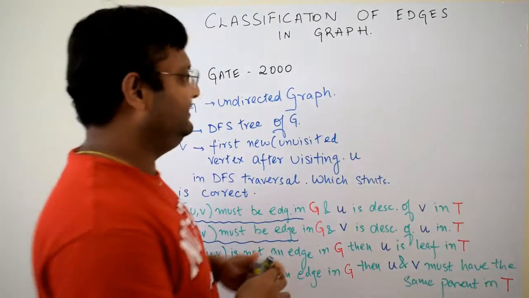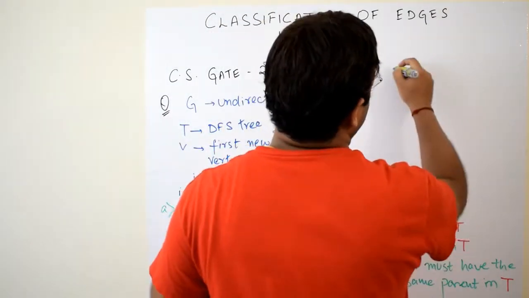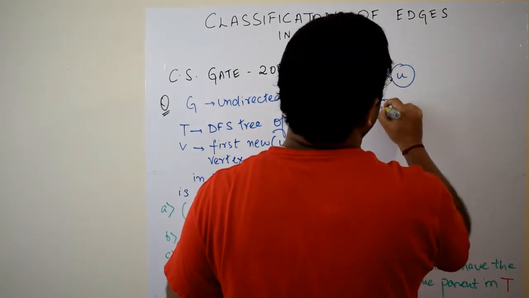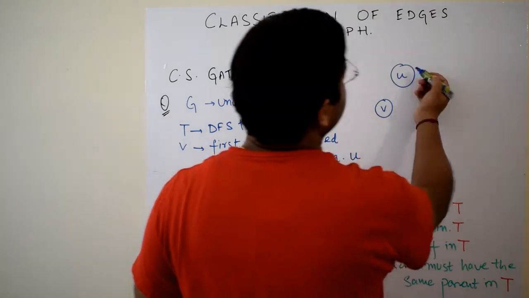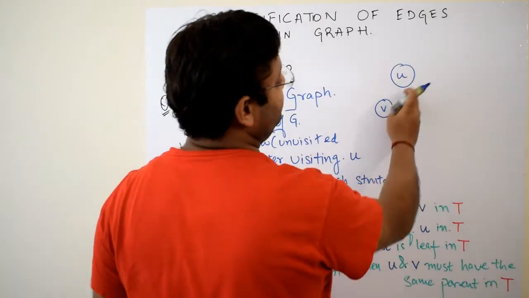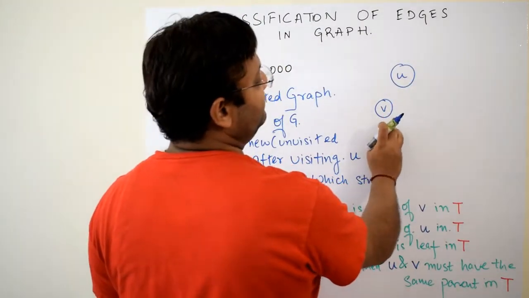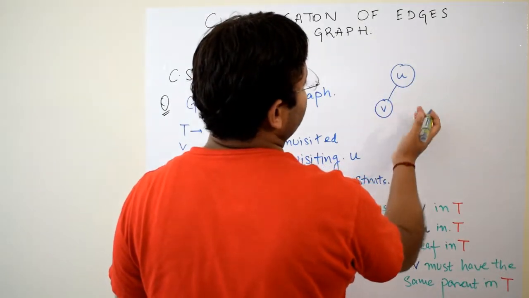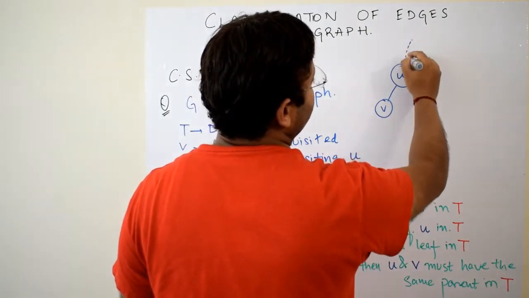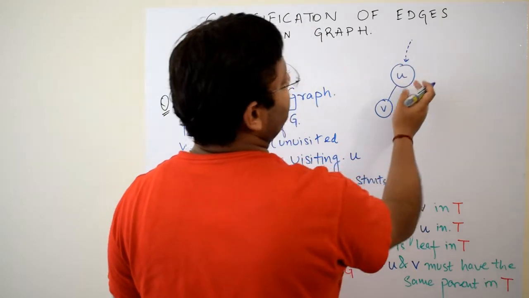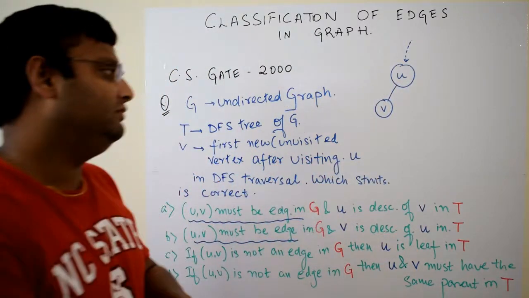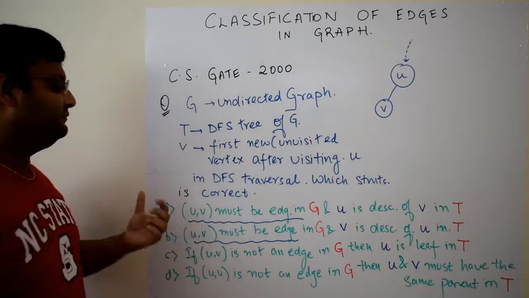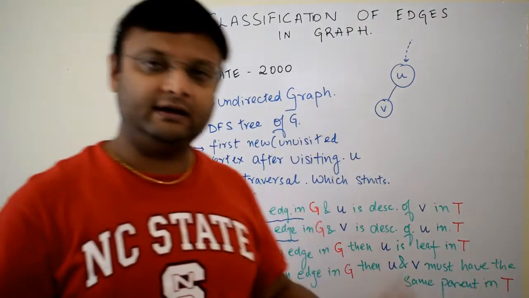So it's something like this. You can just imagine, if there is a vertex U and a vertex V, after U is visited you are visiting V, and that too for the first time. So the only configuration which comes to your mind will be like this, right? And you are coming from here, and then after visiting U, you will visit V, right? So let's see what he's asking. He's asking which of the following statements is correct, right?